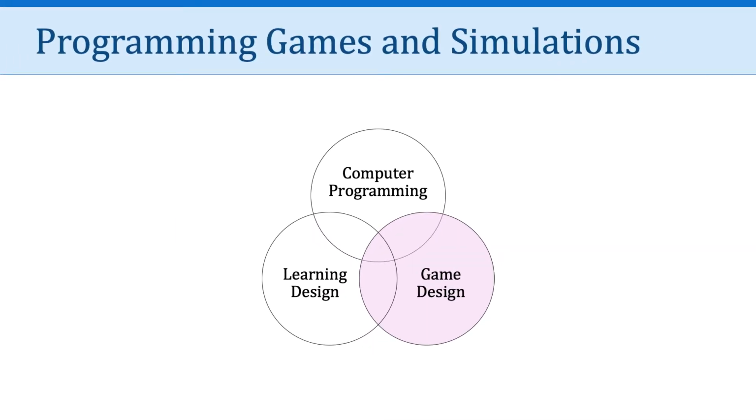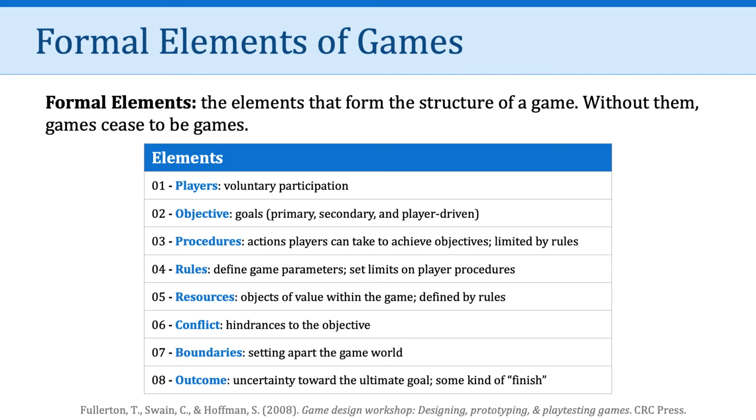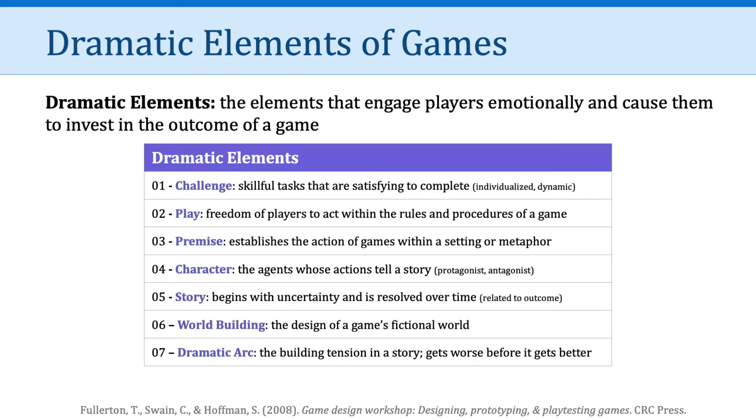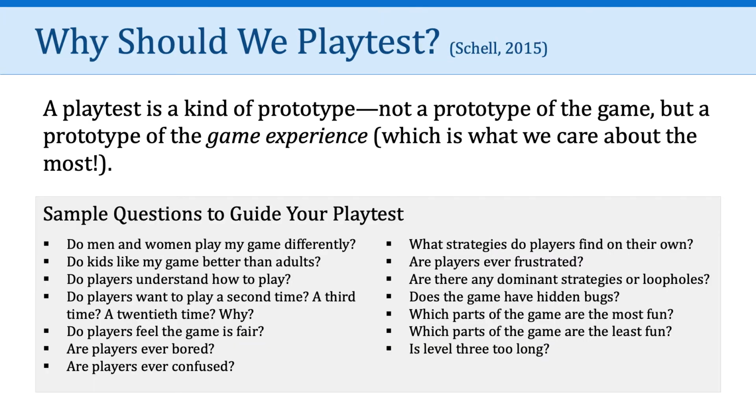Now, in the realm of game design, we talked about the formal elements that actually form the structure of games. And we learned that without these formal elements, games actually cease to be games. In addition to the formal elements, we also learned about dramatic elements. These are the elements that engage players emotionally and cause them to invest in the outcome of a game. Beyond that, we also talked about game mechanics and playtesting, and how these are really essential aspects of creating good games that people want to invest time and energy playing.